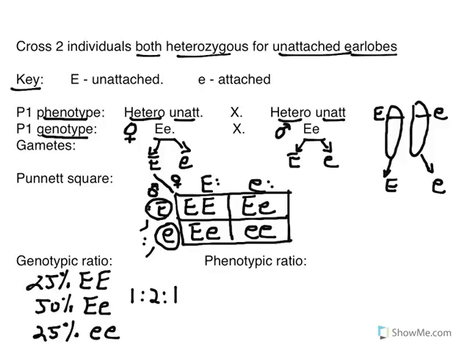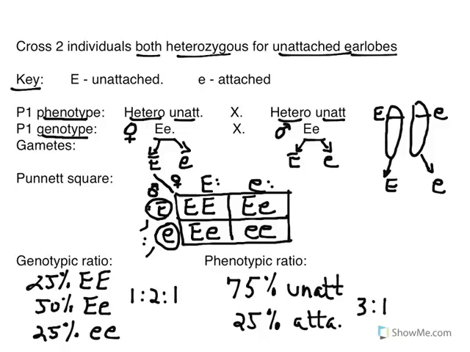Now, what's the phenotypic ratio? What are you going to see? How many are attached? How many are unattached? Anybody that has the dominant gene is going to show the dominant trait. So that means 75% will be unattached, and only 25% will be attached. This can also be represented in a 3 to 1 ratio.